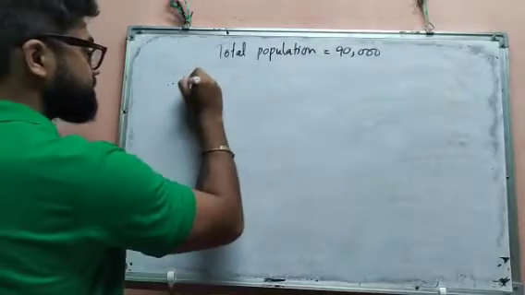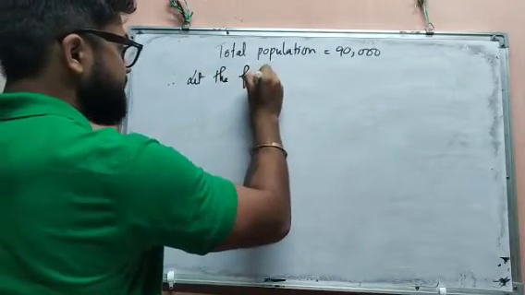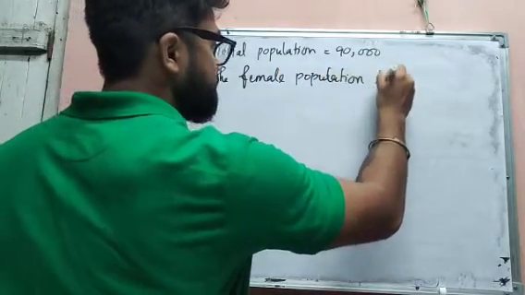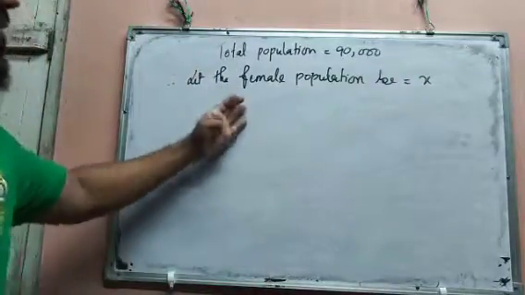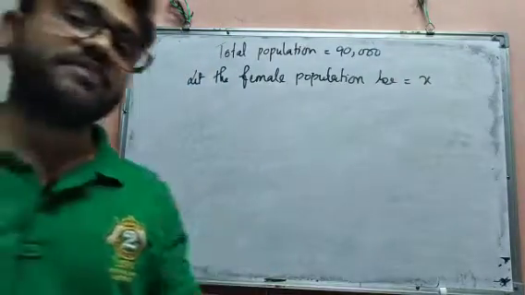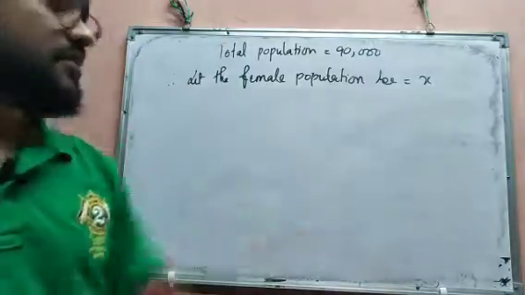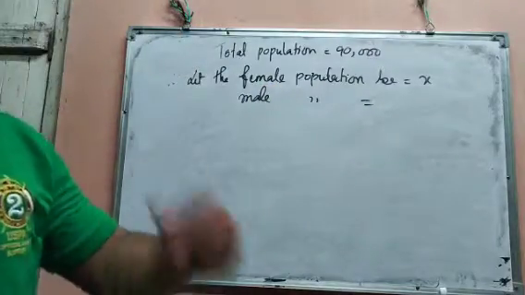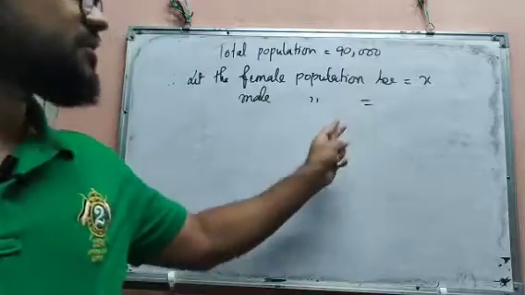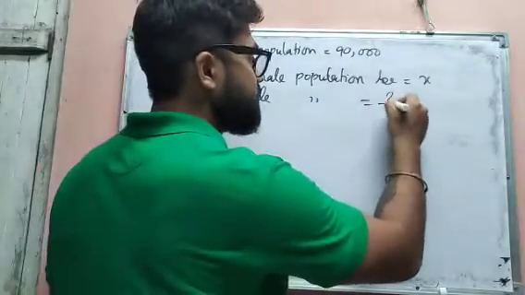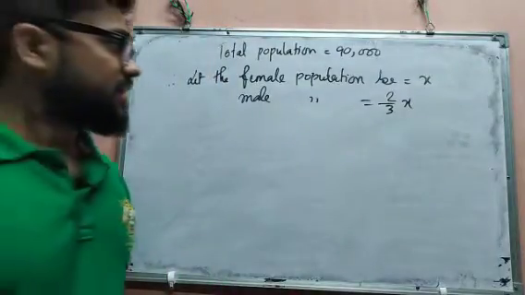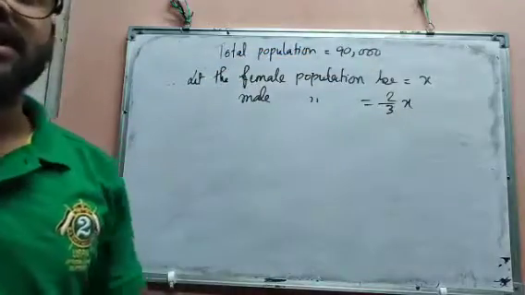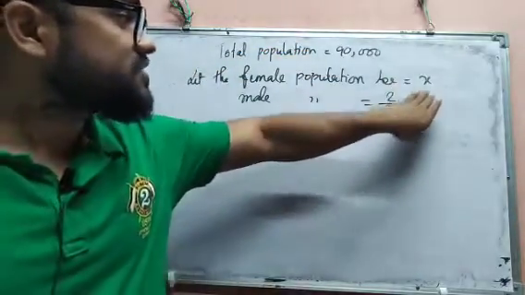So let the female population be x. Why have I taken the female population? Because the male population depends upon the female population, so we have to take the female population first. Then the male population is 2 by 3 of x, that is 2 by 3 of the female population, or (2/3)x. Now this is the female population and this is the male population. Also we have been given the total population, 90,000. That means the sum of these two equals 90,000.